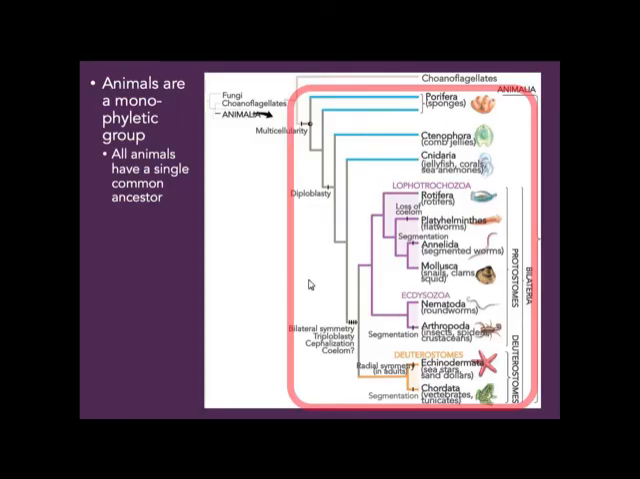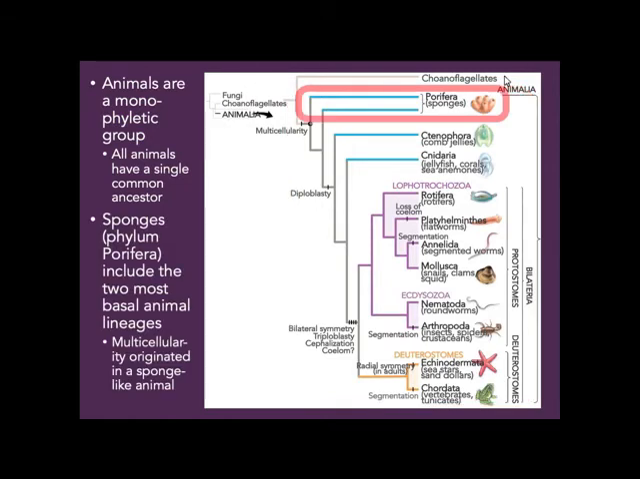Okay, as I said before, animals are monophyletic. So this clade here from here on out are the animals. Do you remember what choanoflagellates were? We talked about them a little bit before. Yeah, I remember those guys. Those were protists that had a little collar and flagella on them that looked like sponge cells. Yeah, so that's what a choanoflagellate is. Good job. All right, so all animals have a single common ancestor, right?